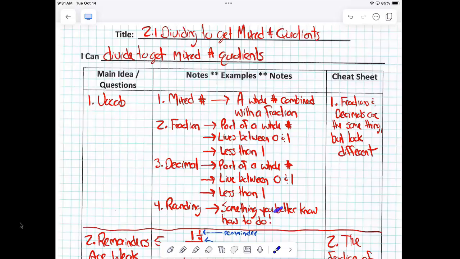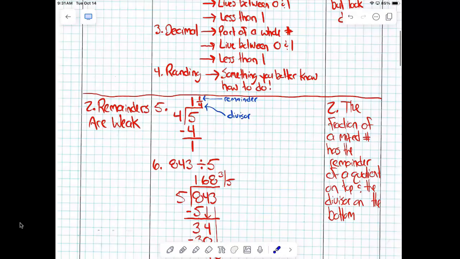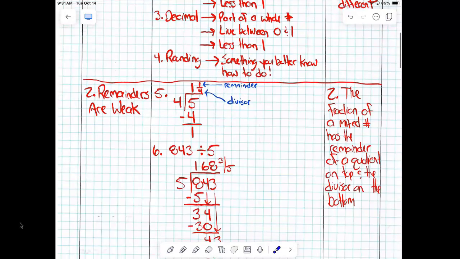And then what do you need to know how to do? What's something you better know how to do? Rounding is going to be an important part of this chapter as well as it was last chapter. All right, here we go. Remainders are weak. We don't use remainders as much anymore after this lesson. We're still going to use them, but not much.